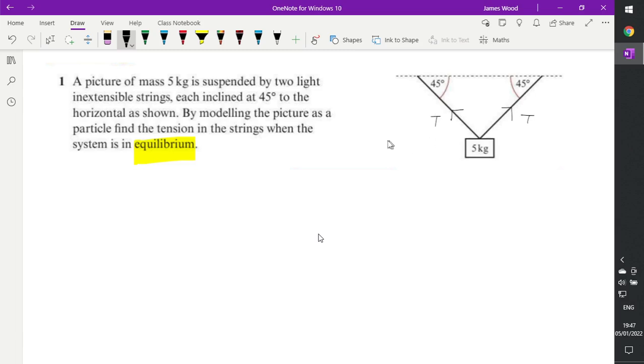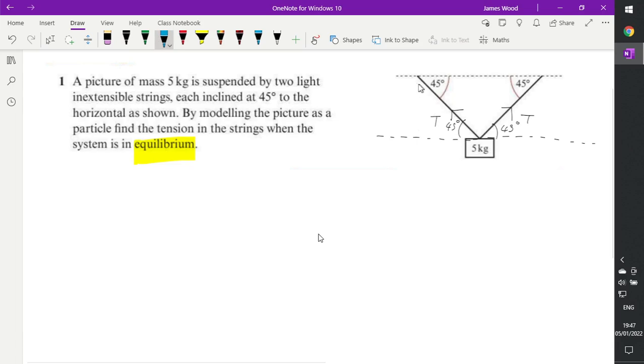Now, in terms of solving this, we need to resolve this force into two components. The way that I like to do this, so I'll draw on another horizontal line here. And using alternate angles, so when you get this Z shape here, if this is 45, this angle down here is 45 too. So this is a 45, and this is a 45 degrees.